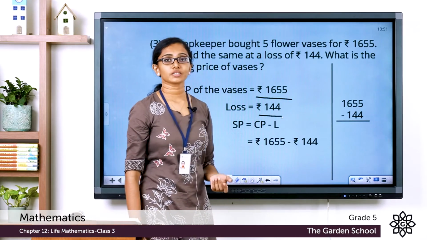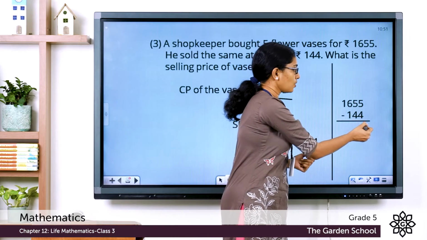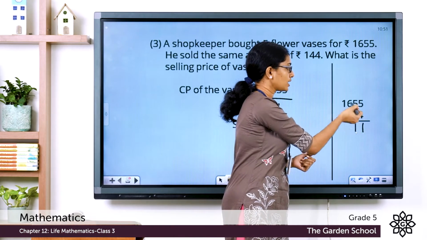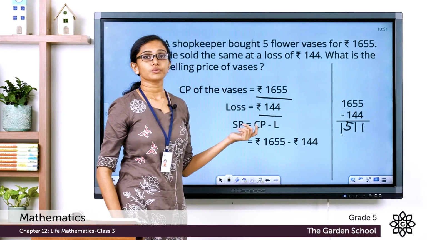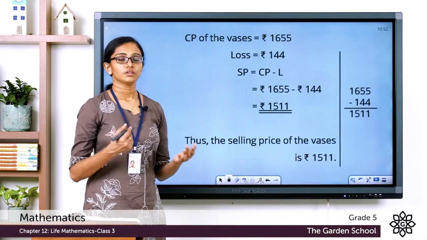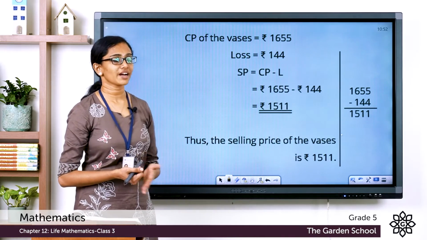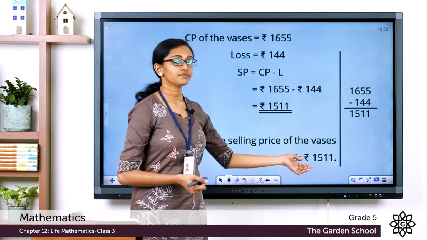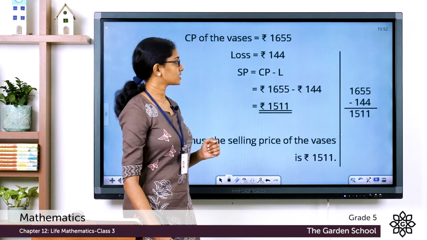So let's do the subtraction in the working column. So here we have 5 minus 4, 1, 5 minus 4, 1, 6 minus 1, 5 and 1 here. So what is the amount? So the shopkeeper sold the flower vases at a selling price of rupees 1,511. Hope this is clear. Now let's see one more question.